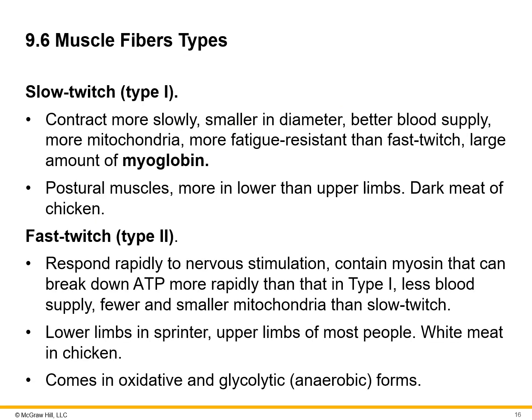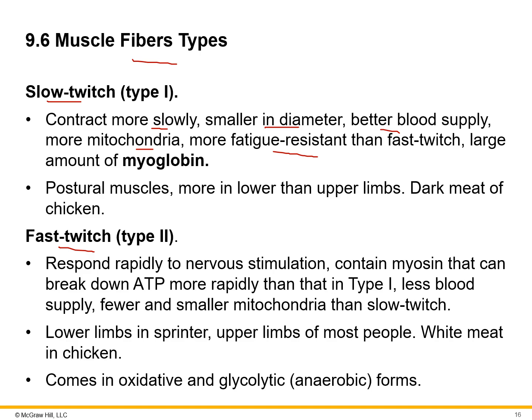So back to our twitches here. So we have a slow twitch, which is type 1, and a fast twitch, which is type 2. So slow, as it implies, contracts more slowly. These are going to have a smaller diameter, so fewer cross bridges. They do have better blood supply. They have more mitochondria to provide that ATP. They are more fatigue resistant than the fast twitch.